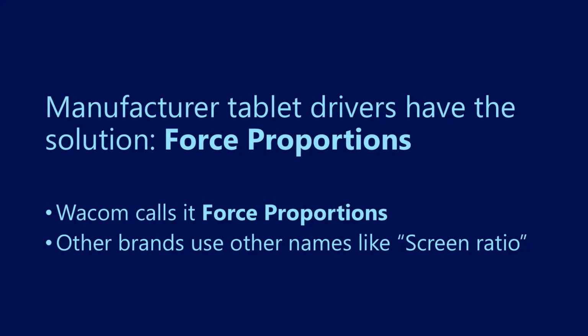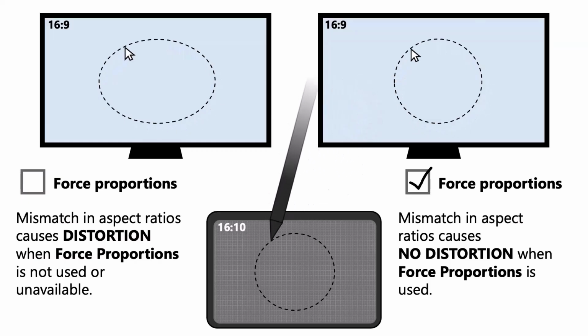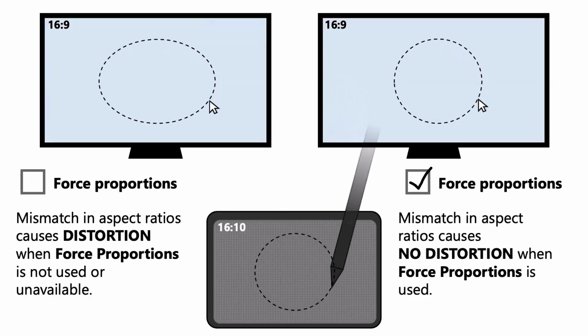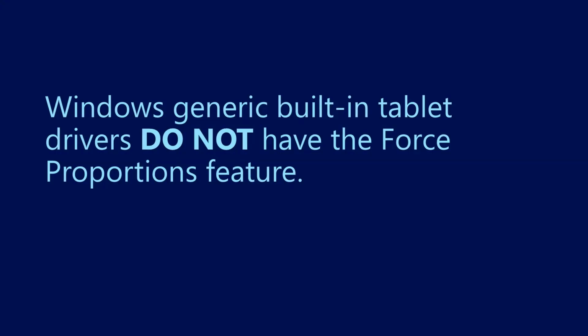But the manufacturer tablet drivers have a solution. There's a feature called forced proportions. At least that's what Wacom calls it. Other brands call it something else, like screen ratio. If you enable forced proportions, this problem just disappears. The generic built-in tablet drivers on Windows do not have this forced proportions feature. Thus, since most people have a mismatch between their tablet aspect ratio and their monitor aspect ratio, then most people will be drawing in a distorted way when they're using the generic built-in tablet drivers on Windows. The only way to get out of this situation is to install the manufacturer tablet driver.